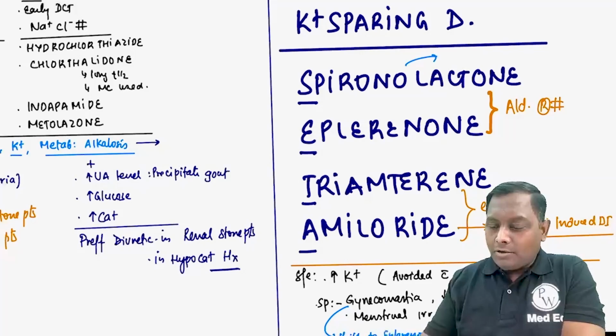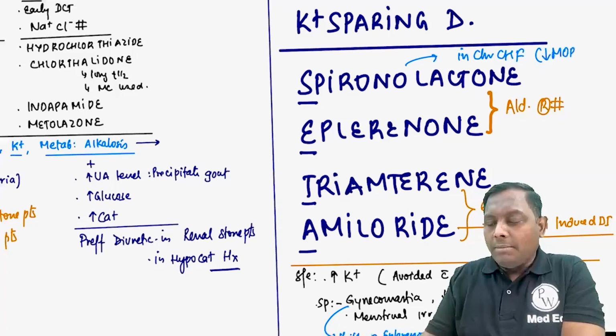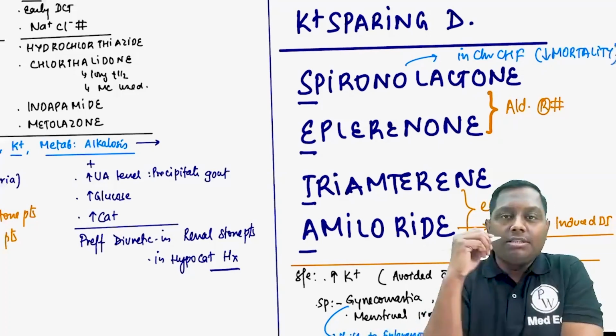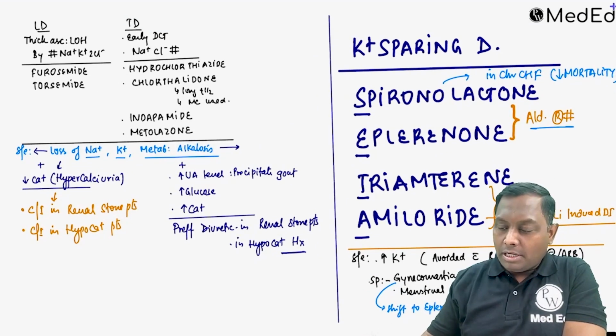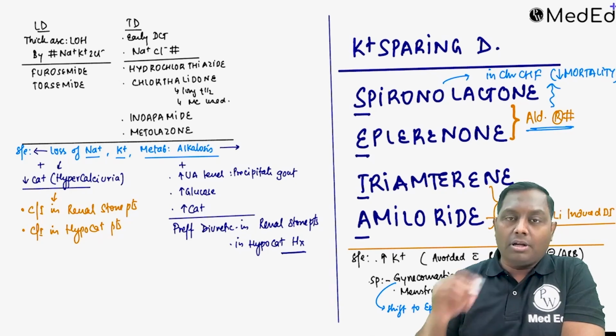Spironolactone is a drug that is also utilized in a patient with chronic congestive heart failure, and remember, it has mortality related benefit. It decreases the mortality as well. Which drug is this? This is spironolactone. So both can be utilized, spironolactone and eplerenone. As a matter of fact, this is about the aldosterone receptor blocker.